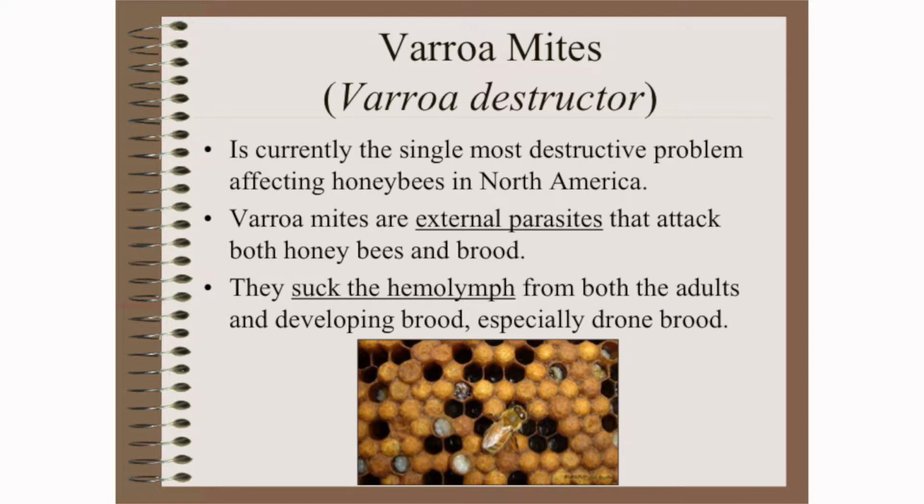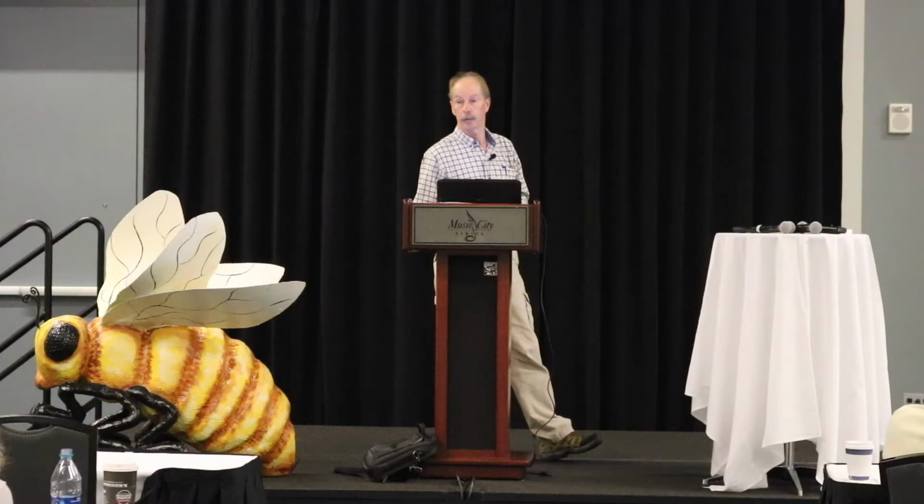So this insect, this mite, is not native to North America. And neither is the honeybee. They are external parasites. So you already talked about how they suck out what we call the hemolymph, the blood. Both adults and developing brood, and they have a tendency to go after the drones, the males. I don't know why that is, but they do.